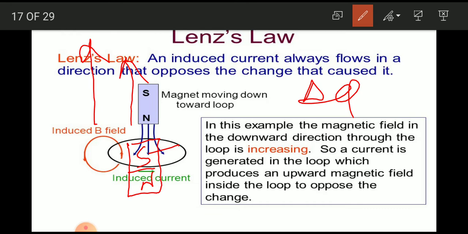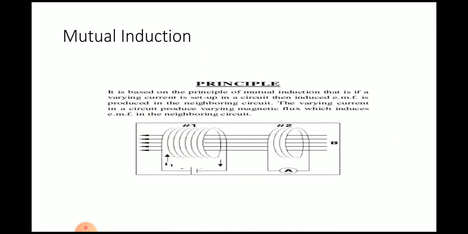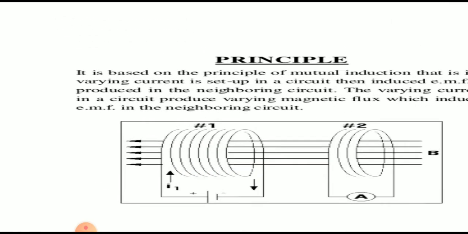So in any situation, the induced current will be in a direction to oppose the cause which is producing it. If the magnet is given movement away, it will oppose the movement by attracting the magnet. If the magnet is given movement towards the coil, it will oppose the movement towards the coil. Whatever the reason is, it always opposes the cause which is producing it.